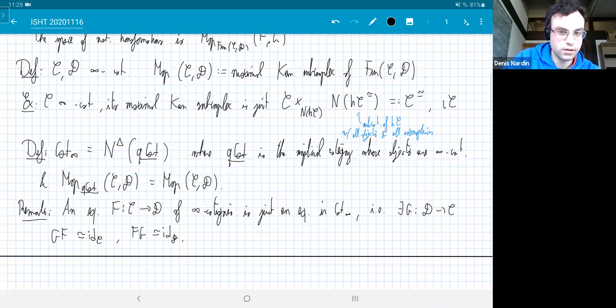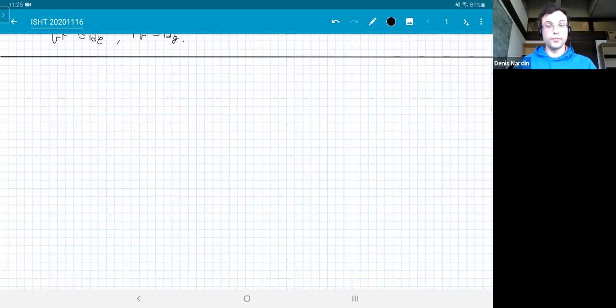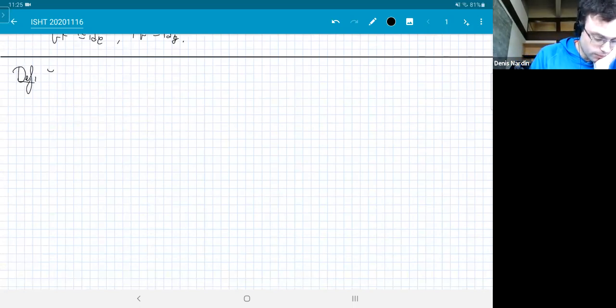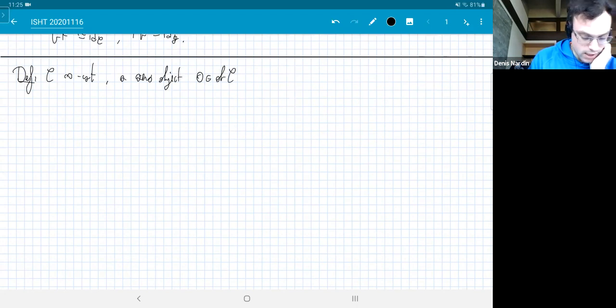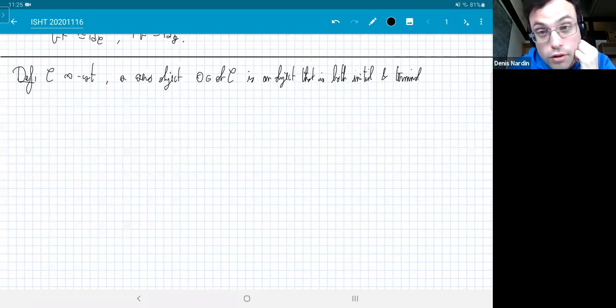If there are no questions, I'll go back with examples of limits and colimits. And in fact, I want to do so. Okay, I just need one more definition. For an infinity category C, a zero object zero in C is just an object that is both initial and terminal. You've probably seen this before for one categories.